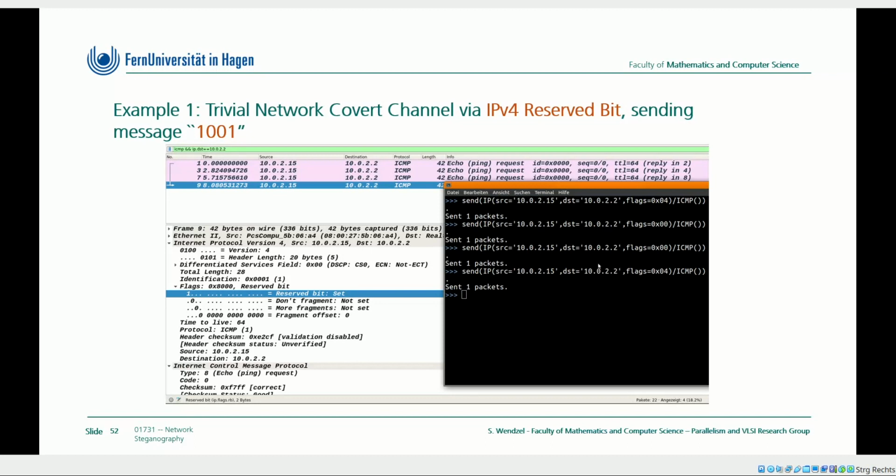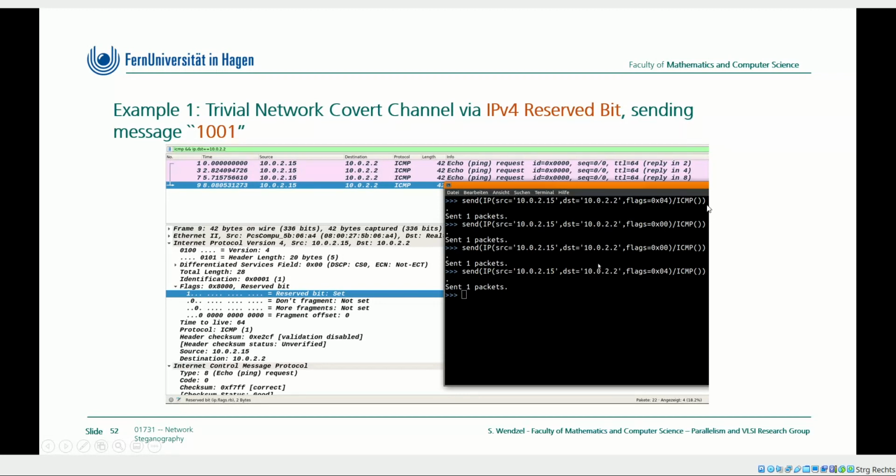So what I did here is I just modified the reserved bit of the IP version 4 header, which is an unused bit essentially, and I hide some data: either the bit is set or not, depending on the IP flags that I set to 4 or 0, which will then trigger this bit to be set or not.